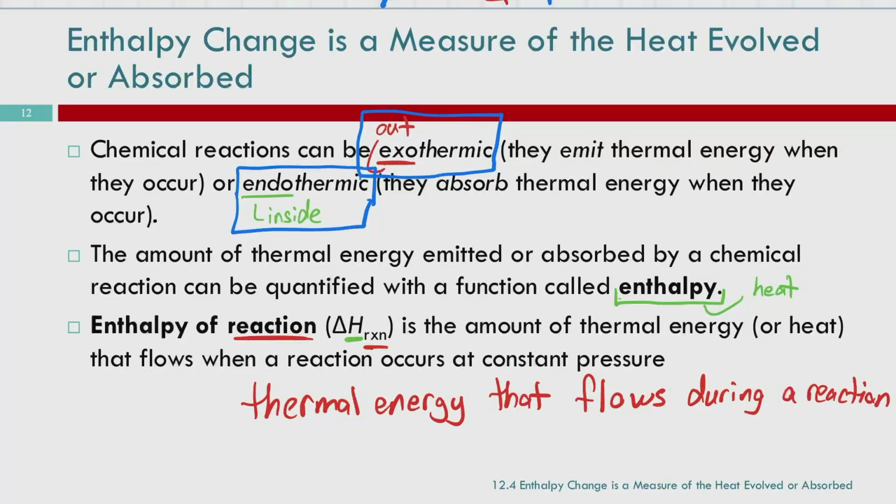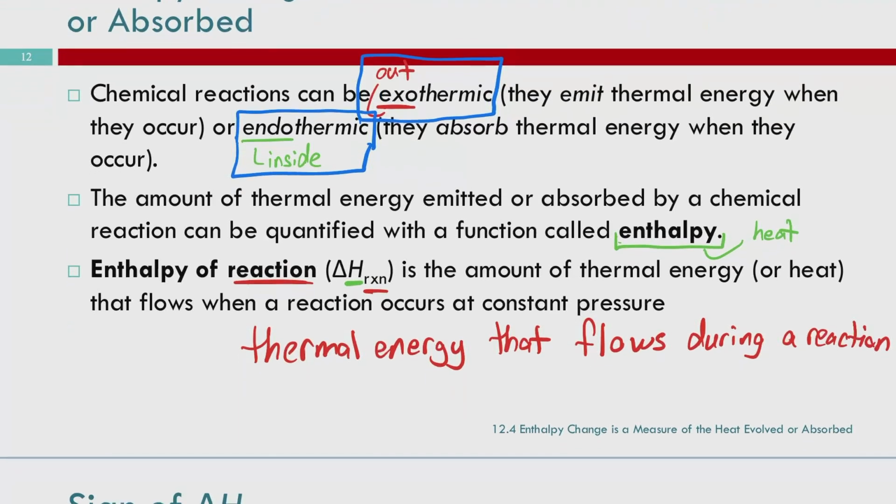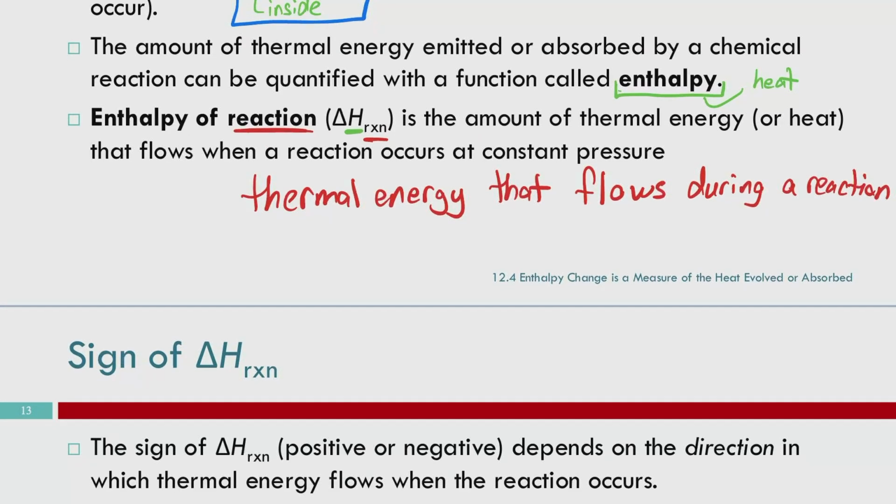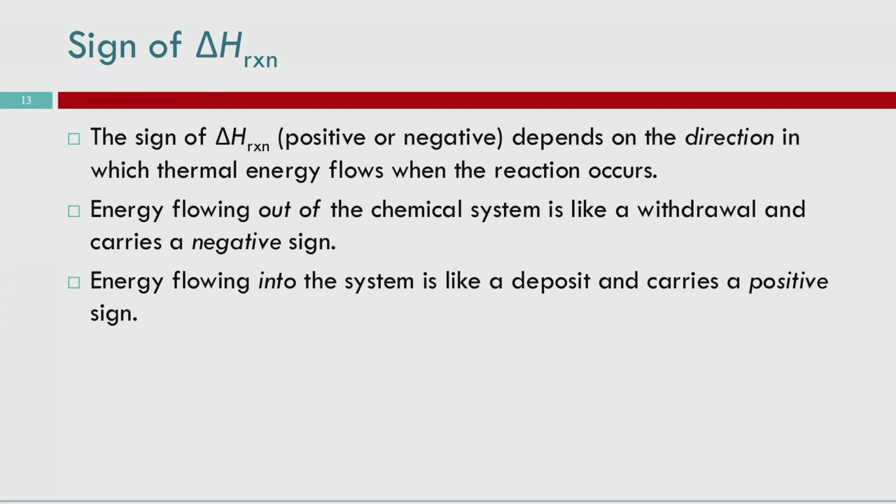It can flow out, it can flow in. The constant pressure part here is not terribly important for our class. We're only going to be dealing with constant pressure situations, so you don't really have to worry about that. Exothermic and endothermic we can tell for a reaction based on the sign of the delta H. So the sign of our enthalpy of the reaction depends on the direction in or out that the thermal energy flows when the reaction occurs.